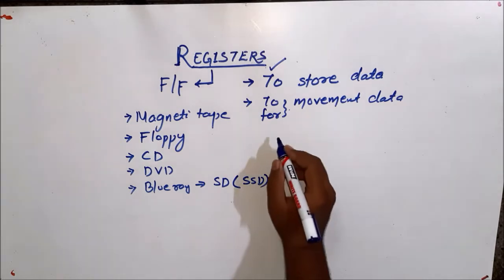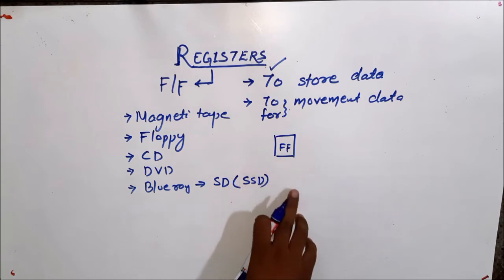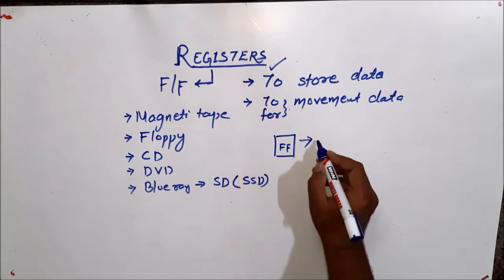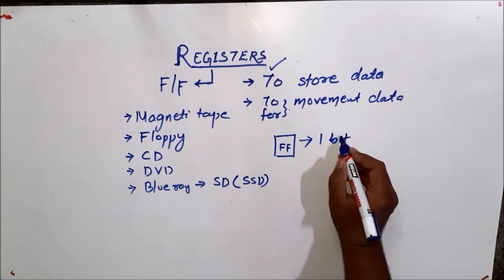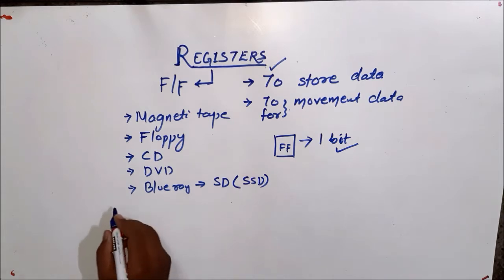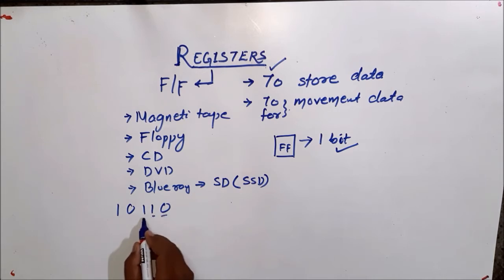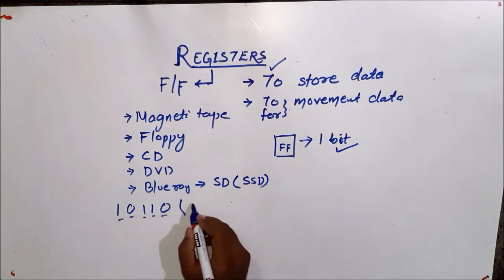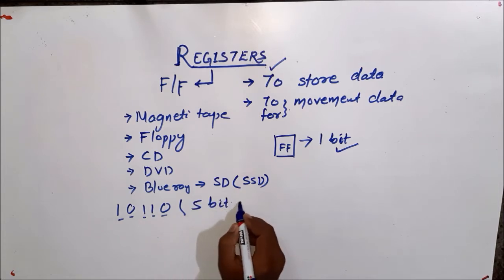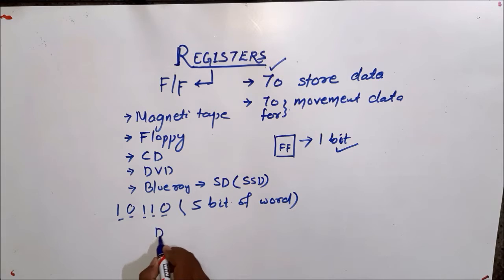That means, for example, I am using a flip-flop, and each flip-flop has the capability to store 1 bit of information. 1 bit of information can be stored by a flip-flop. Let me take an example. You want to store 10110. That means 1, 2, 3, 4, 5. You have a 5-bit word. And to store this 5-bit word for temporary use, we can use some D flip-flops.